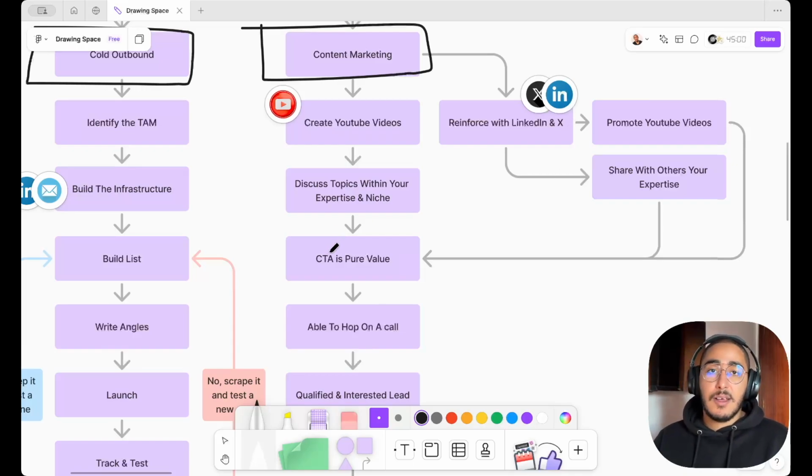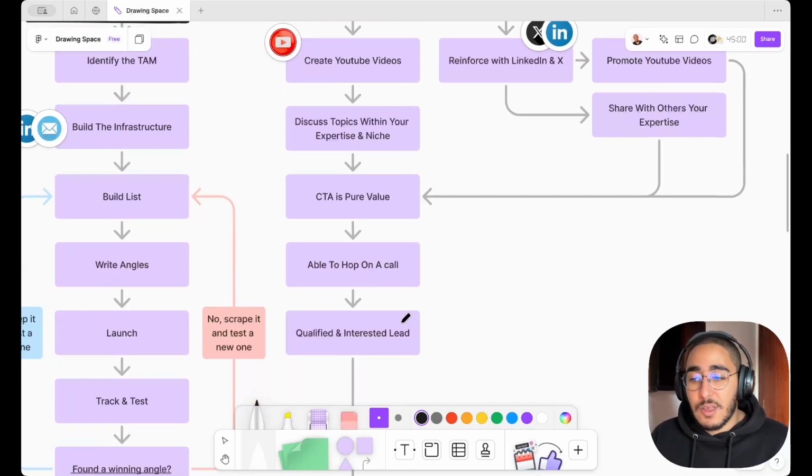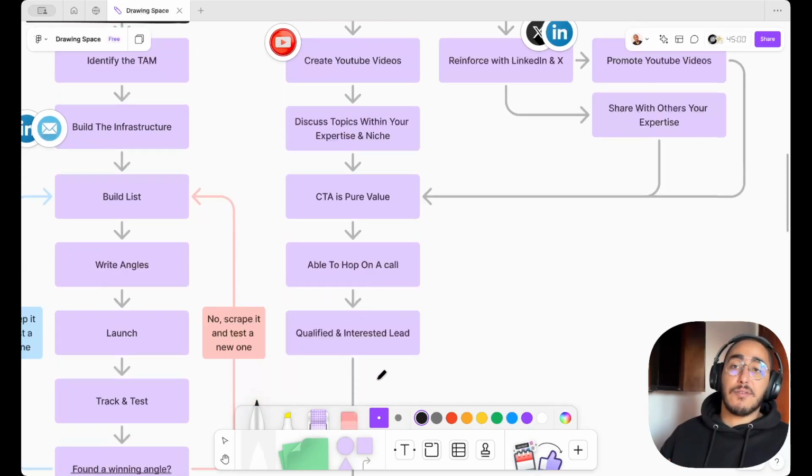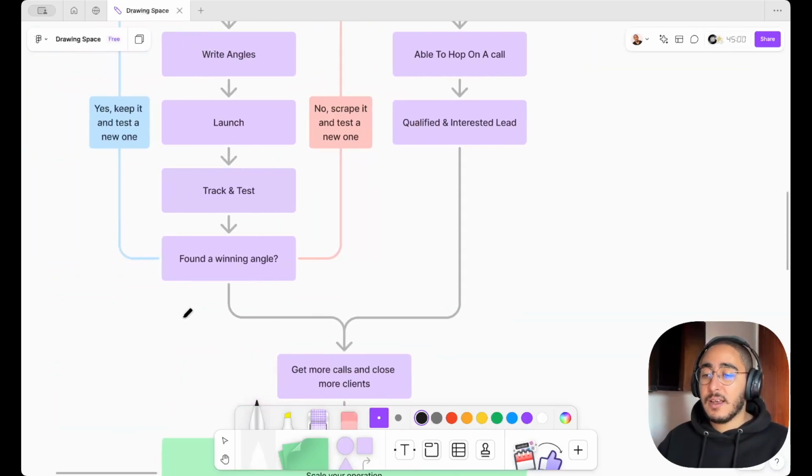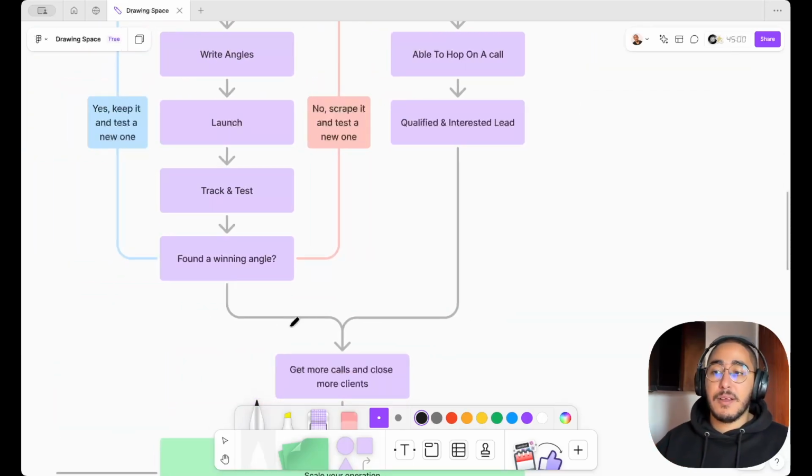Do not let them book a sales call with you. It's going to be hard for you to get them to book a sales call, especially if it's their first or second interaction with your content. Once they book the value call with you, then if they are a right fit, and if you can truly deliver amazing results for them, get them to hop on a call with you. Once they hop on a call, you can then qualify them again, see if they're truly interested. That way, you can get more calls and close them then and there.